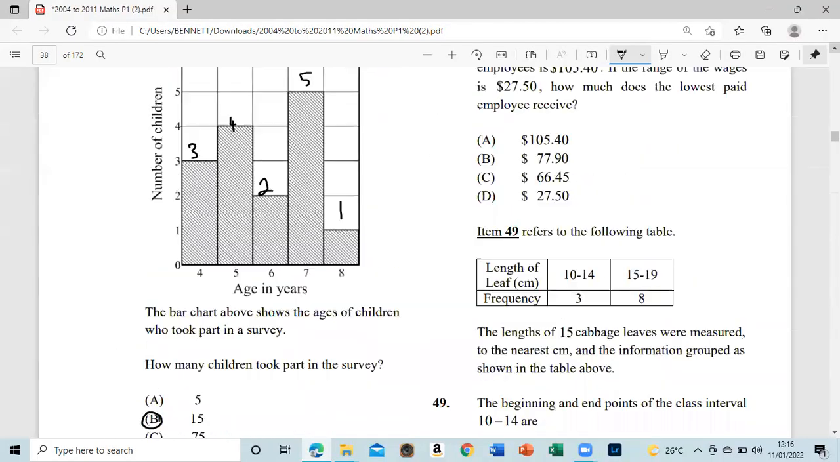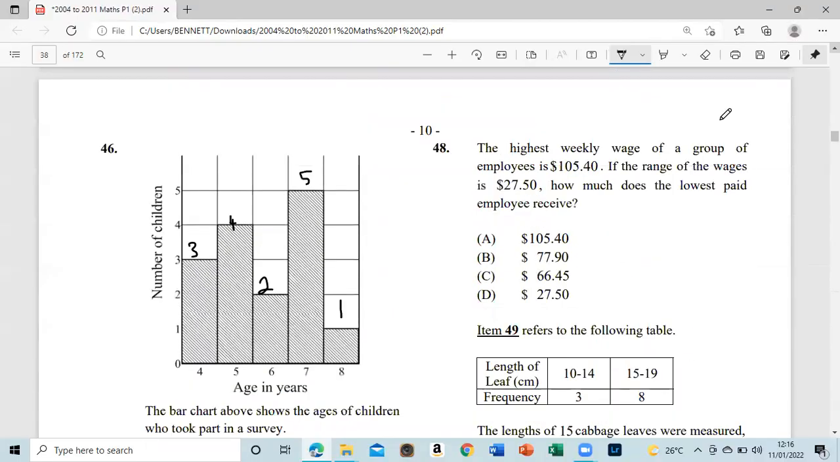48. The highest weekly wage of a group of employees is 105.4. If the range of the wages is 27.50, how much does the lowest paid employee receive? So think about it. What's the range? The range is the highest value subtract the smallest. So the highest is 105.